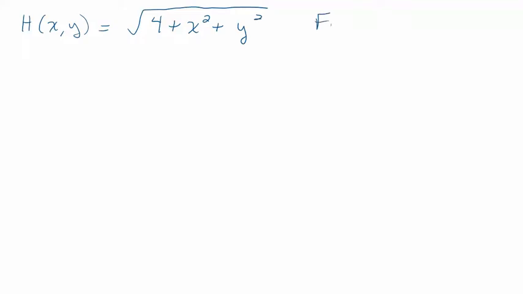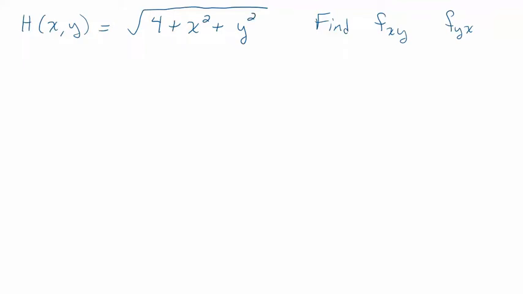All right, let's try h of x, y is equal to the square root of 4 plus x squared plus y squared. So what I want you to do is find fxy and fyx. Make sure you do those in the order that they are notated.